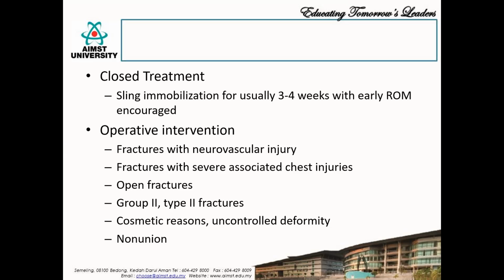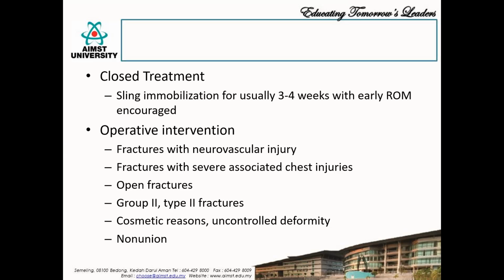If it is a displaced one, means you need to go for operative management. So what are the reasons you go for operative things? Means we already know that is there any neurovascular injury. If there is any nerve injury or vessels injury associated, means you have no other option. Surgical correction is important. And is there any chest injuries? Also you can go for that. And open fractures, maybe one end comes out through skin.